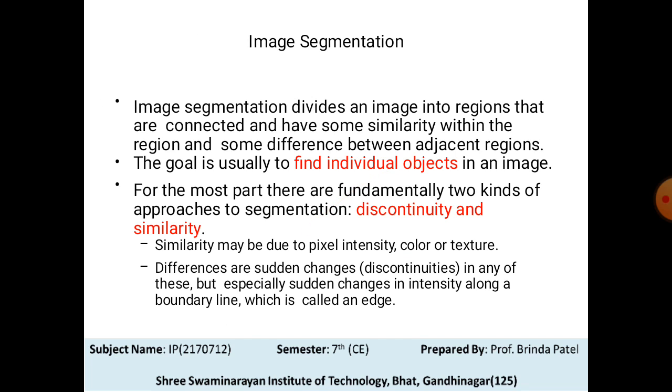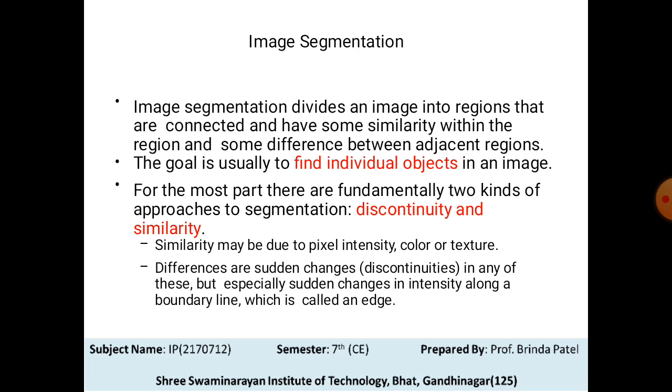Image segmentation divides an image into regions that are connected and have some similarity within the region and some difference between adjacent regions. The goal is usually to find individual objects in an image. For the most part, there are fundamentally two kinds of approaches to segmentation, which are discontinuity and similarity.